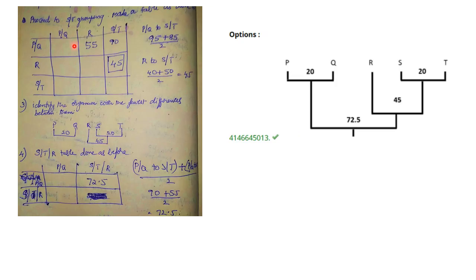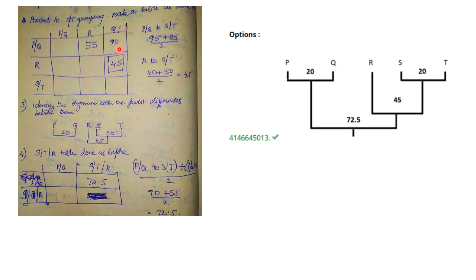Now you have done for PQ grouping. Now you have to do for the ST grouping. Make a table as done above. So this is the PQ ST grouping table. So PQ to R we already know from the previous table, it is 55.